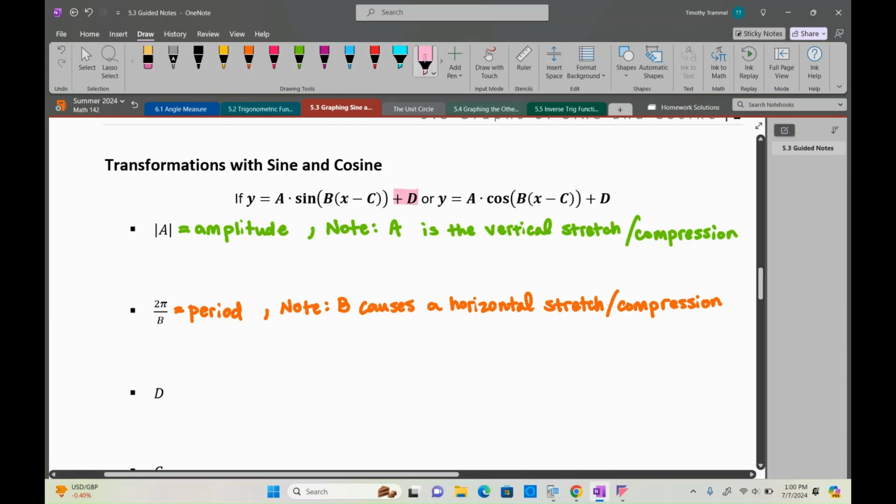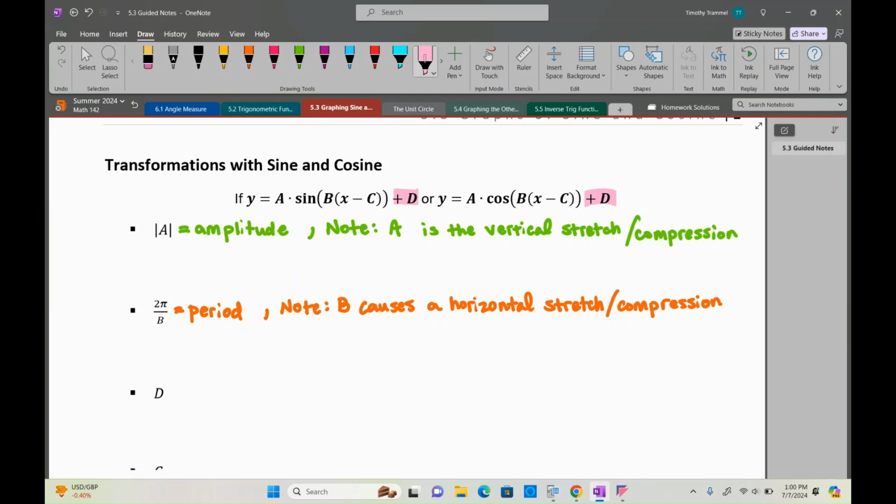And then a little bit easier one here next. We have this plus D. So this also works just like when you originally learned about transformations. This is going to scoot us up or down. So if D is positive, it'll scoot us up. If D is negative, it'll scoot us down. So I'm just going to write this in here as a vertical translation.